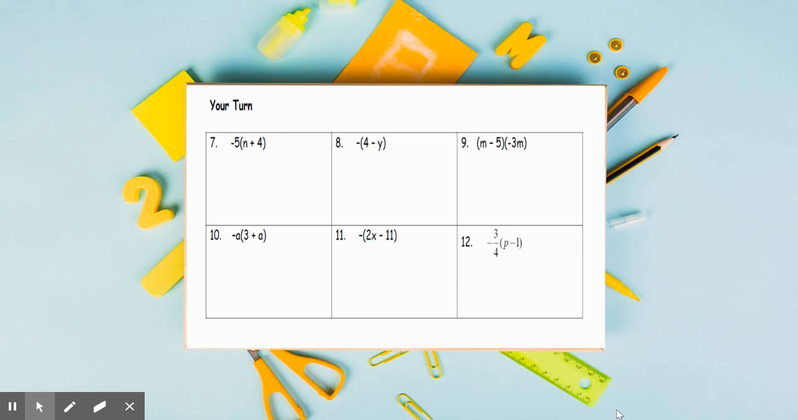All right, so again, now it's your turn. Go ahead and try these. So look at your examples to help you out. I will be checking over your answers once you submit this assignment.